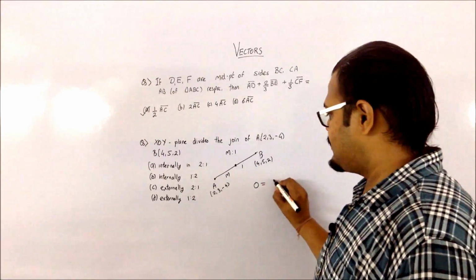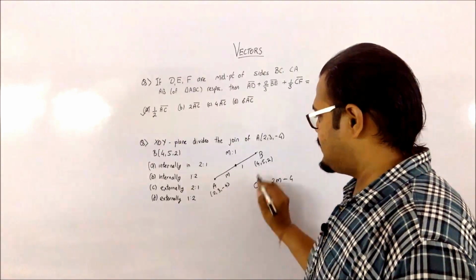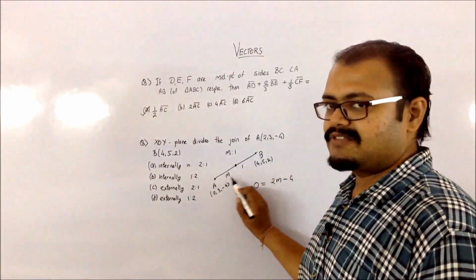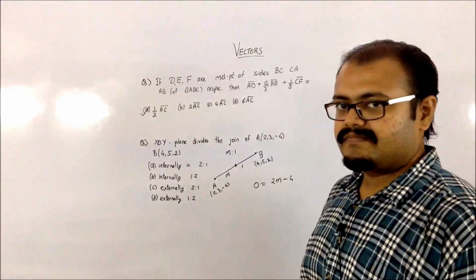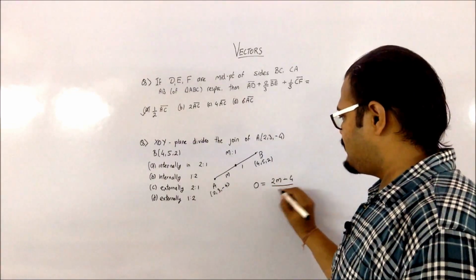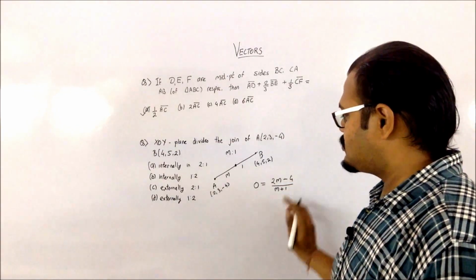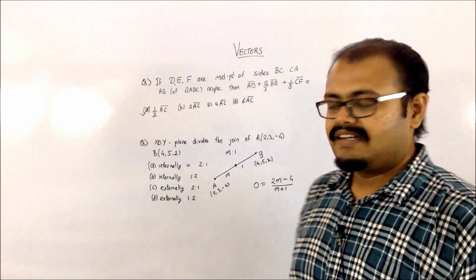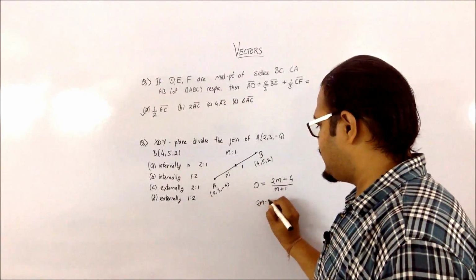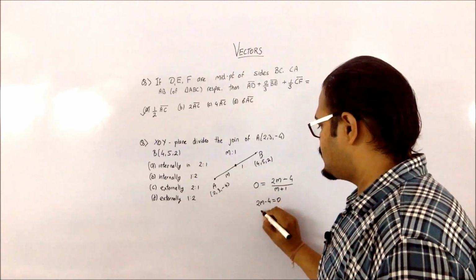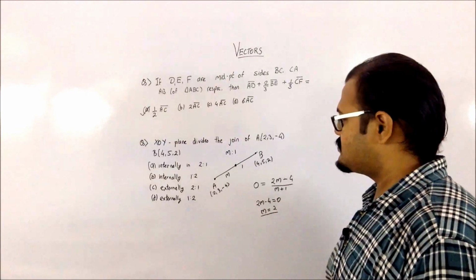So I'll be getting it as 2m - 4. It is basically 2 into m, so it is cross multiplication, and -4 into 1. So this divided by m plus 1. So this is what you are getting. So when this goes to that side, you will get 2m - 4 is equal to 0. So m is basically going to be equal to 2.